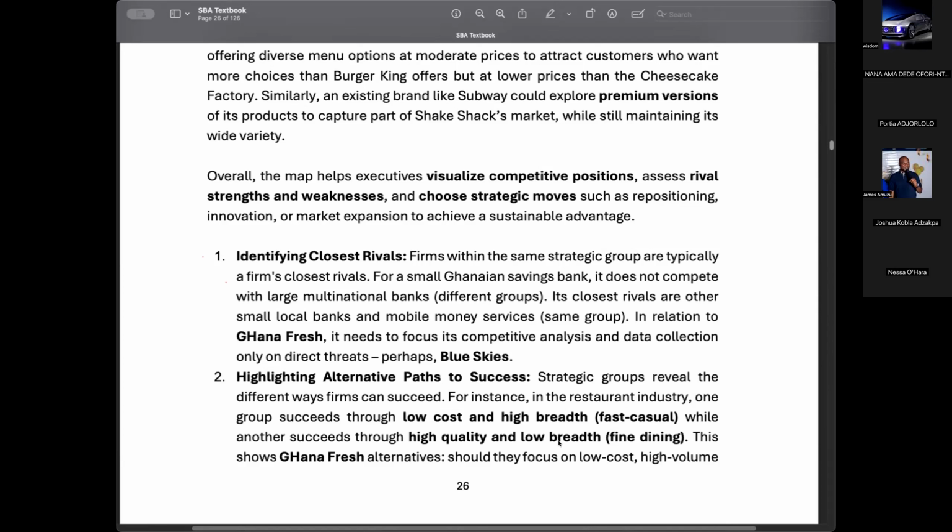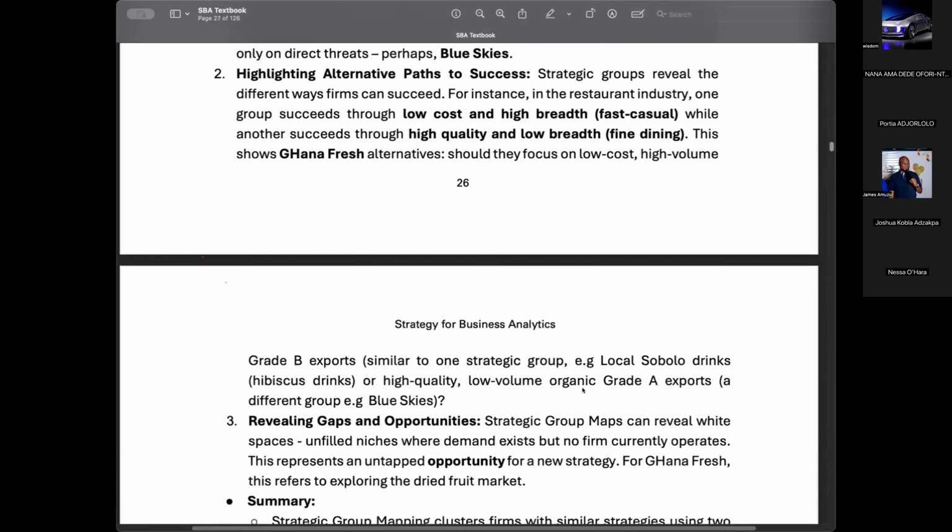Now, this shows Ghana Fresh alternatives. Ghana Fresh can focus on low cost or high volume. That's doing a grade B product and then competing with the local Sobolo drinks and those people. Or focus on a high quality grade A product, which is organic, and then keep on exporting that one to Europe with Blue Skies.